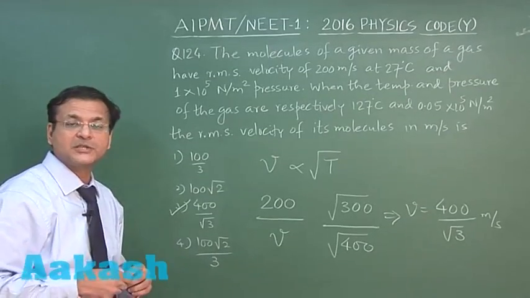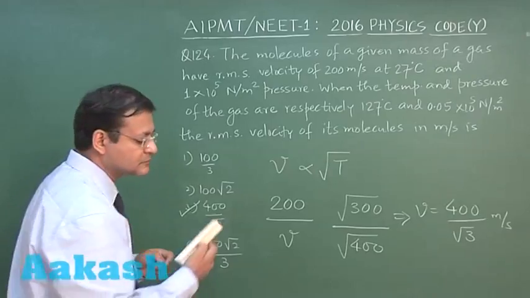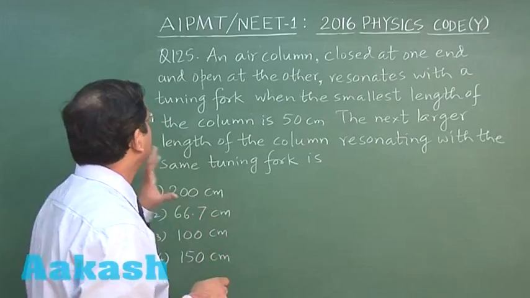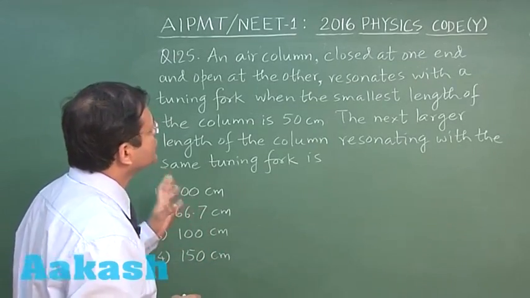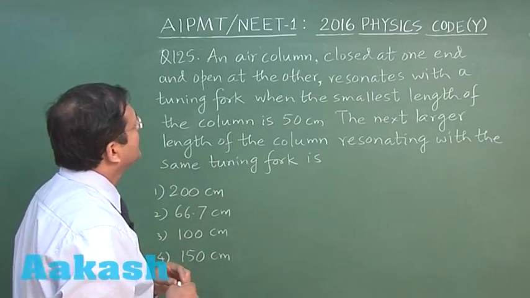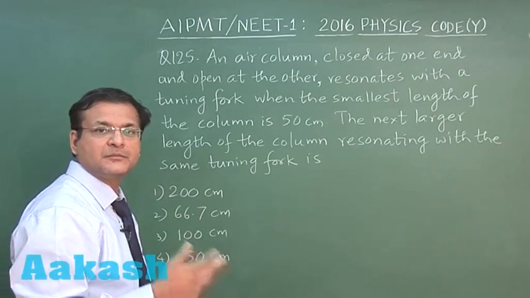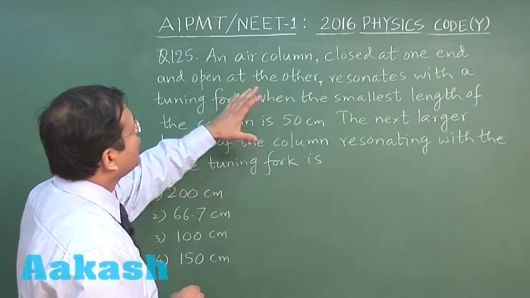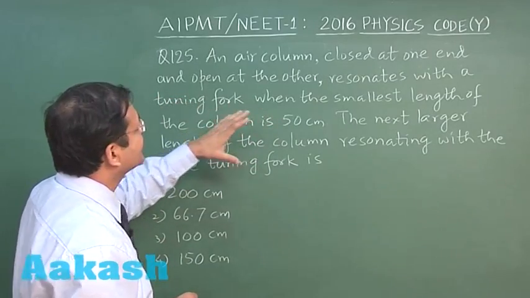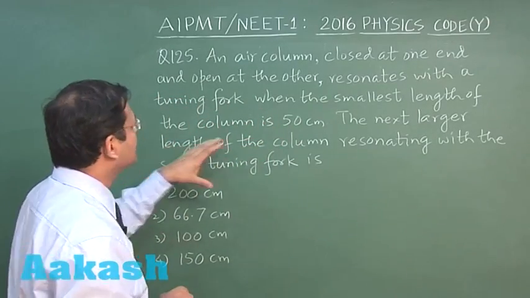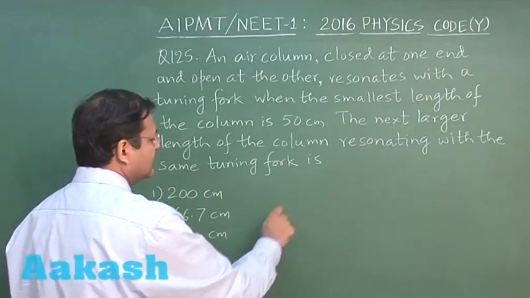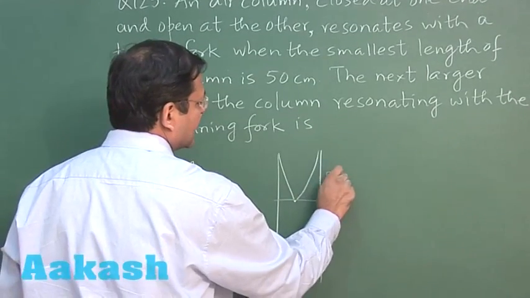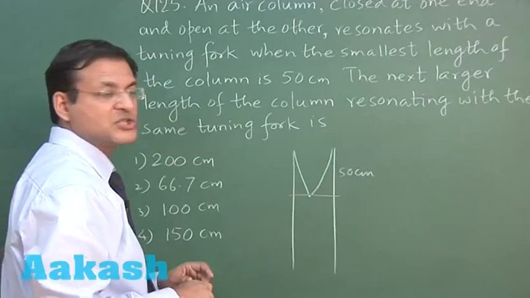Now let us switch over to question 125. Now here this question 125 is based on closed pipe, and here you know that in a closed organ pipe the frequencies are in the ratio 1:3:5 and so on. It says that an air column closed at one end and open at the other resonates with a tuning fork when the smallest length of the column is 50 centimeter. So if you have the organ pipe, then you see this is the 50 centimeter mark that has been given to you. This is the fundamental vibration.